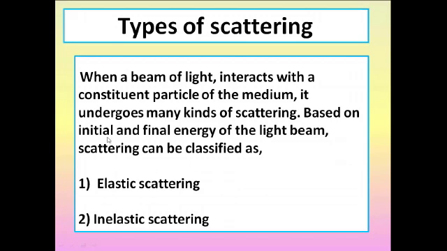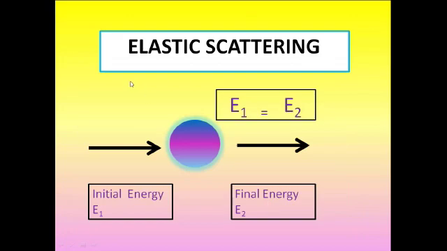what are the types of scattering? When a beam of light interacts with a constituent particle of the medium, it undergoes many kinds of scattering. Based on the initial and final energies, we can classify scattering into two types. One is elastic scattering, the other is inelastic scattering. Based on the energies of the particles, we can classify the types of scattering into two: elastic scattering and inelastic scattering.